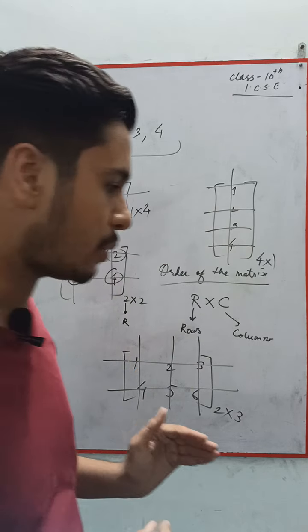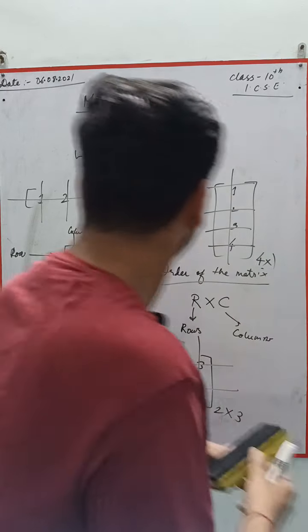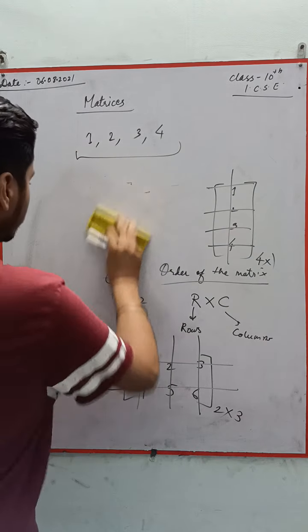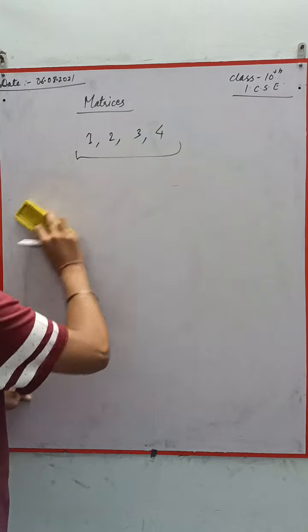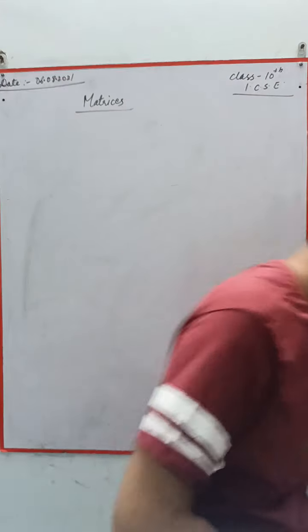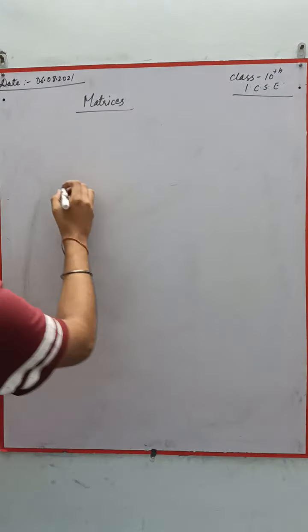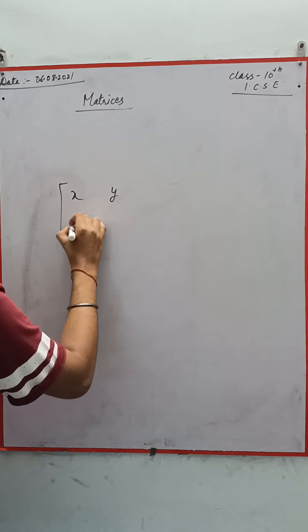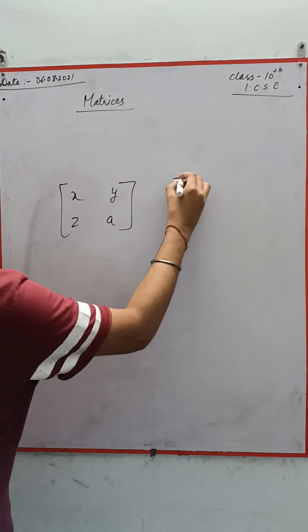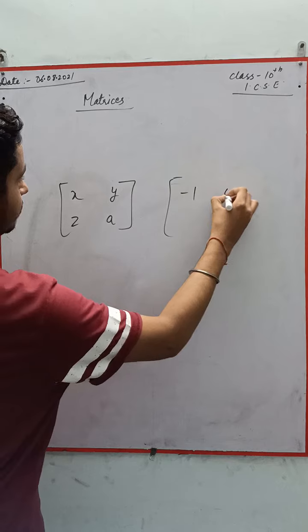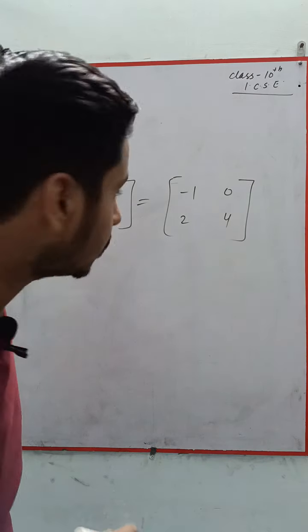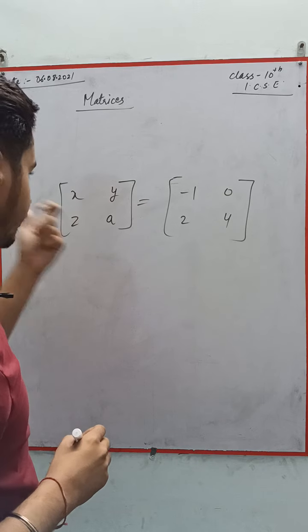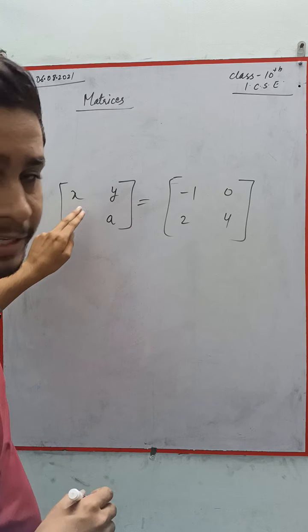What is the meaning of equality of a matrix? How can we understand the equality? You know the meaning of equality, that means something which is equal. Say for example I am writing x, y, z and a, and on the other hand I am mentioning -1, 0, 2, 4, and if I am saying these two matrices are equal, then for sure you can equalize their elements.